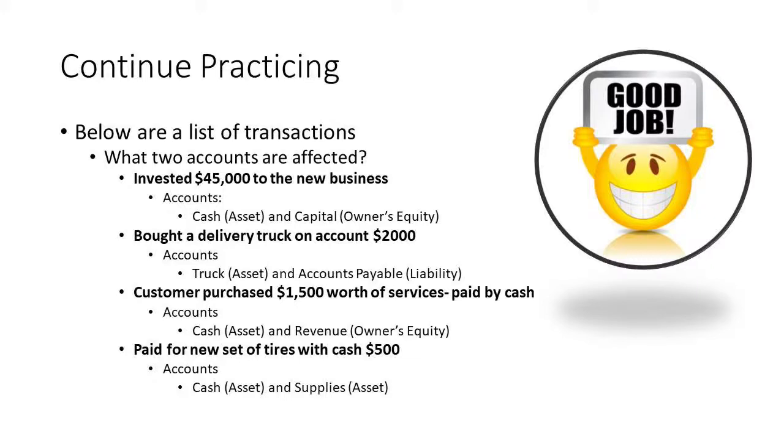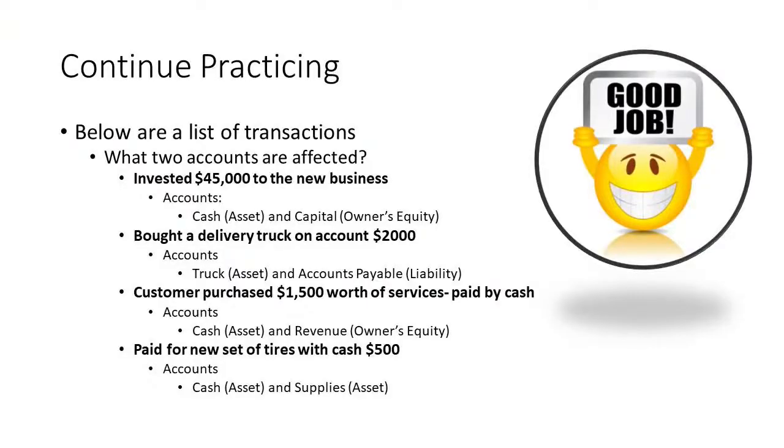So the owner invested $45,000 in a business. What two accounts are affected? You have assets, which is cash, and is there any liabilities? No. What about owner's equity? Capital. Very good. So we have assets 45,000, liabilities 0, owner's equity under capital 45,000. So yes, it balances.